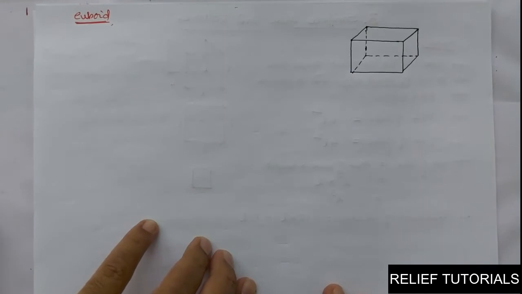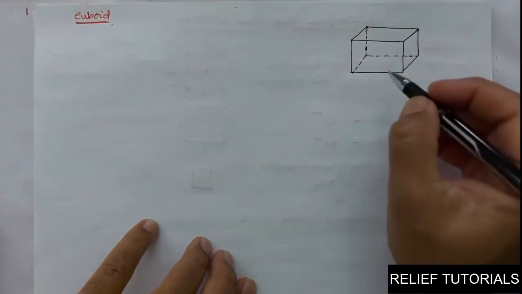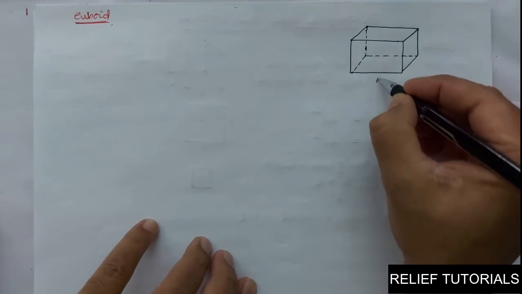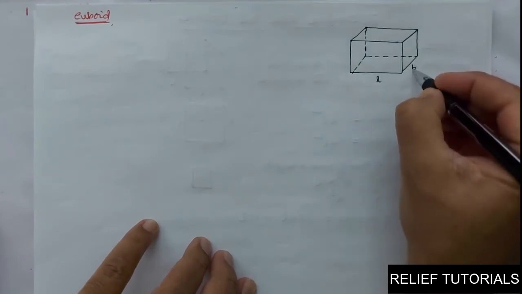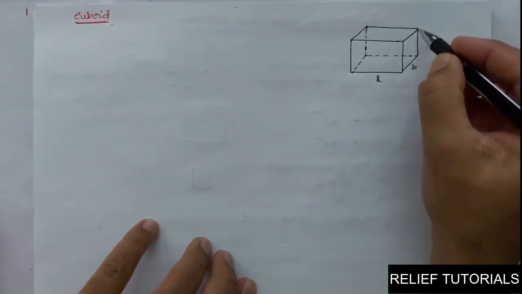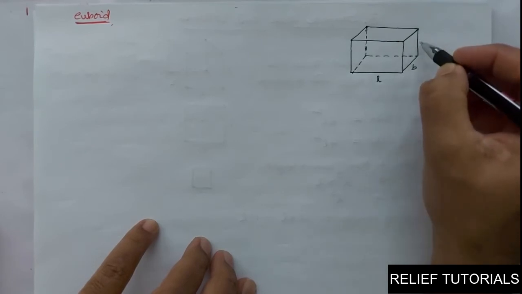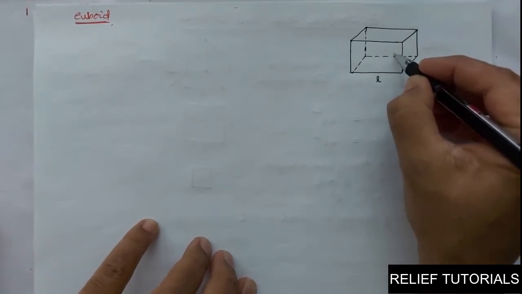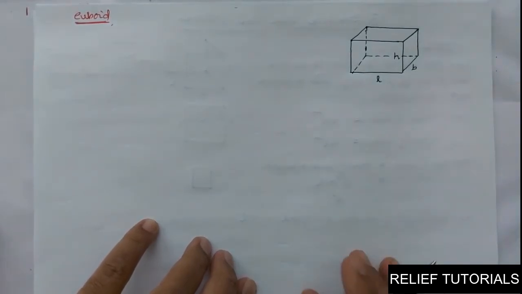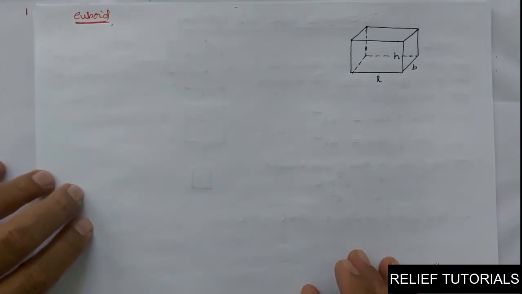So this cuboid has length, breadth and height, 6 faces. This is length, this is breadth, and this we can say height. Height of a cuboid. This is height, h. Length, breadth and height.